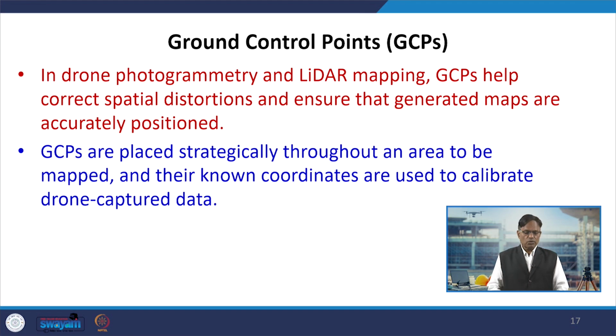These GCPs, in drone photogrammetry and in LiDAR mapping both, will help us correct any distortion which is present and ensure that the maps which are generated are accurately positioned with respect to the ground orientation. These GCPs are placed strategically throughout an area to be mapped. So, we have to select very strategic locations for these points, and their known coordinates will be used to calibrate the drone captured data. The raw data which is available from the drone, we will apply the corrections to with the help of these GCPs to calibrate that data.